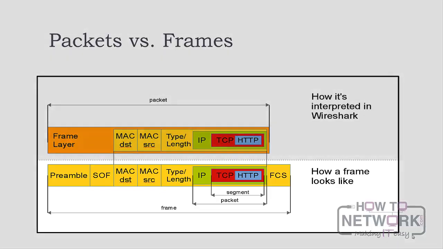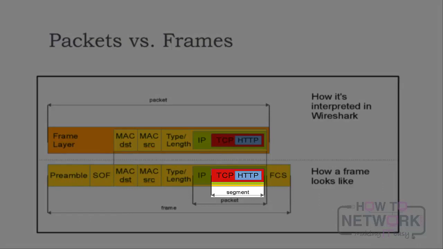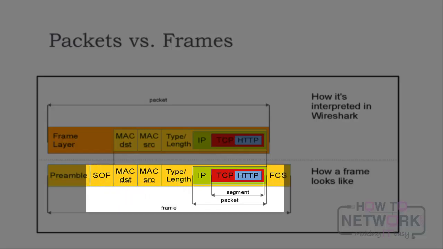At the server's NIC, it will come in the following form: the TCP header plus the HTTP, and it's called a segment. The IP header plus the segment is called a packet. An Ethernet header plus the packet plus the trailer is called a frame.